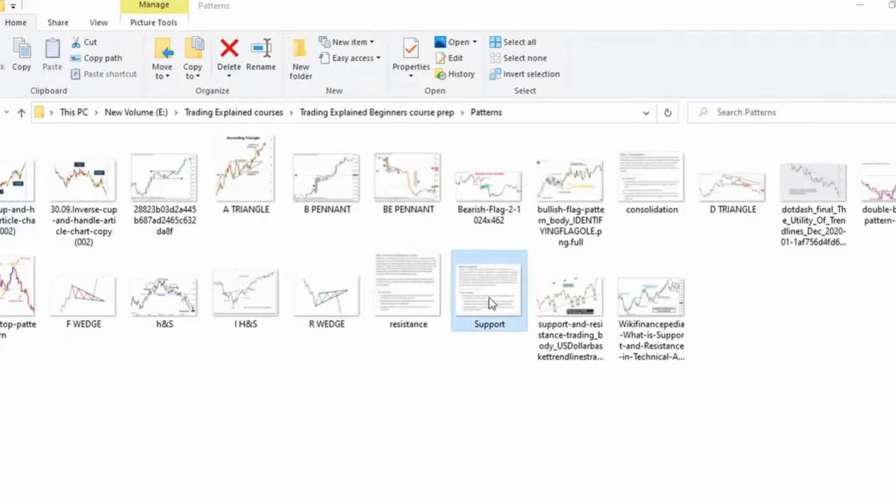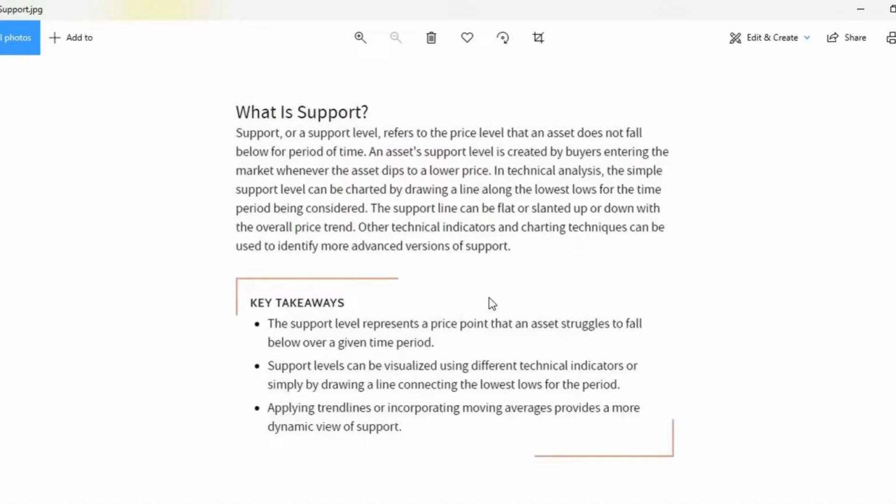So let's understand support. In the last video, I briefly told you about support, but here is a proper definition of support. And let's understand what it exactly means. So what is support? Support or a support level refers to the price level that an asset does not fall below for a period of time. Here asset means any stock or commodity, and support level refers to a price level, which means the current price of that particular stock does not fall below it for a period of time.